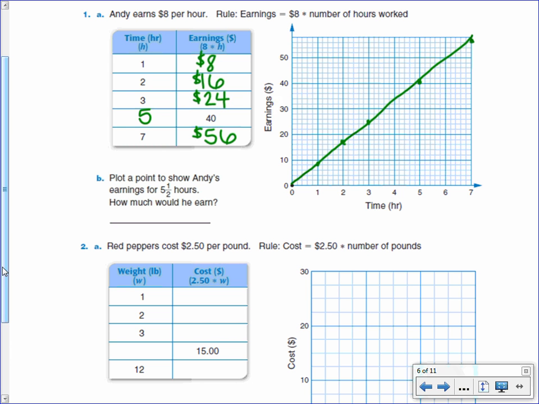Emily, what do you think? He only worked half of an hour. Yeah. And for each hour, he gets $8. So just divide that by 2. Okay. We could do it that way. What's another way? It's $44. You can multiply it by 0.5. You can use your rule.